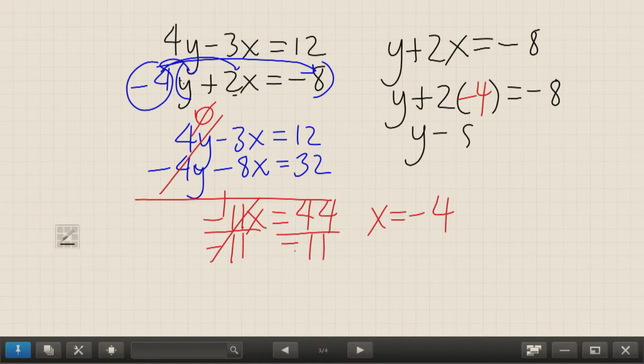Minus 8, is that what we said? Minus 8, yes. Equals minus 8, so what do we do to both sides? Divide both sides by 8. Yes, totally fine. And y equals?